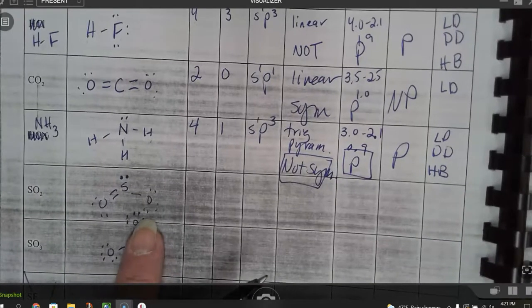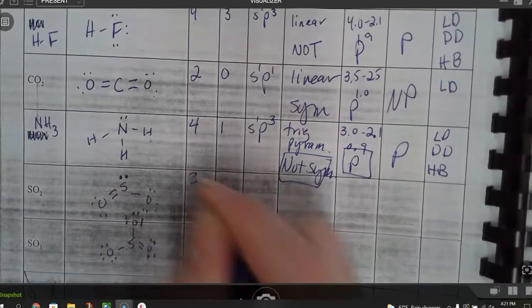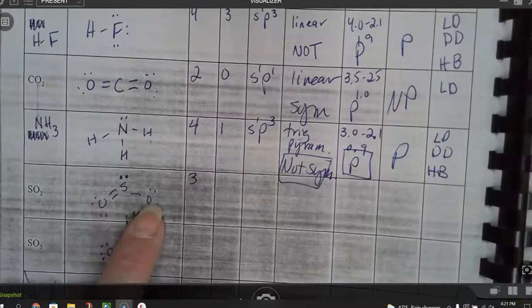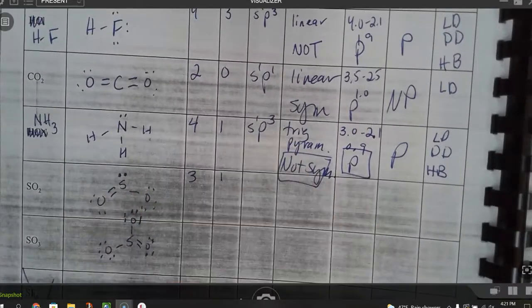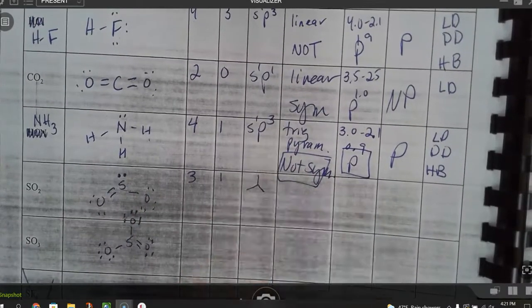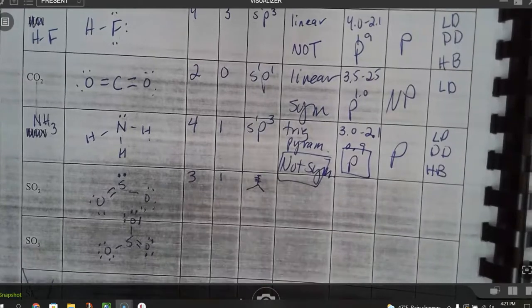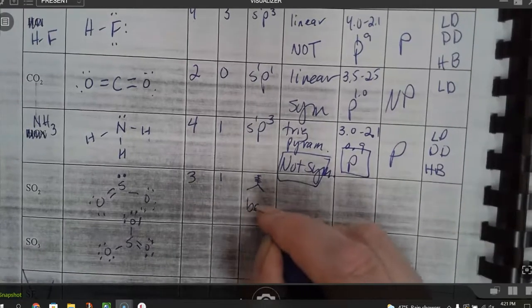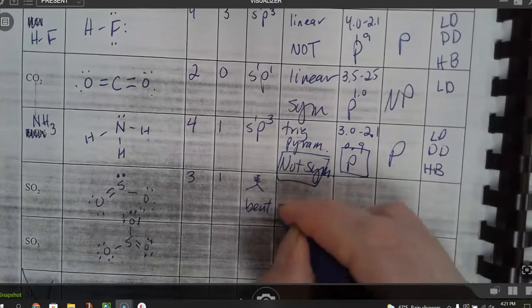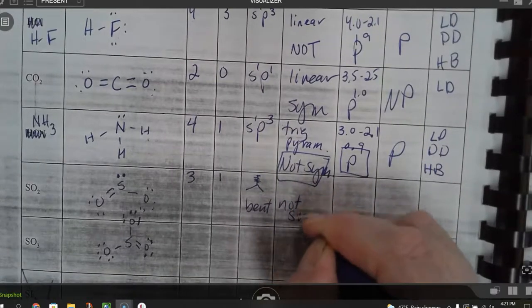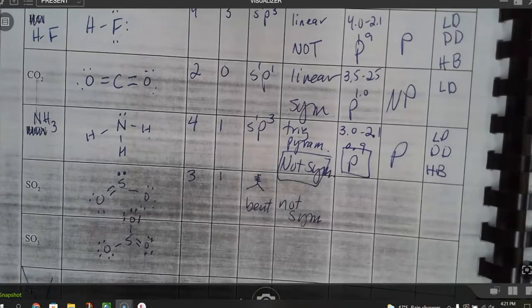So here's SO2. My coordination number is 3. I don't know if you can see, I have 1 atom, 2 atoms, and 1 lone pair. So it starts off as trigonal planar, but when I have 1 lone pair, it becomes bent. It is not symmetrical. How do I know? I have a lone pair. Oh, my camera froze. So I have a lone pair, so it is not symmetrical.